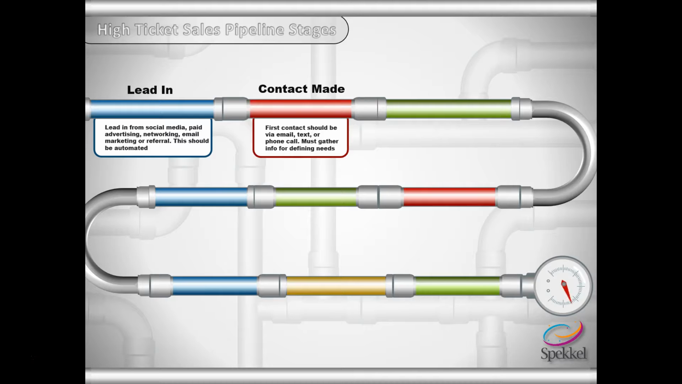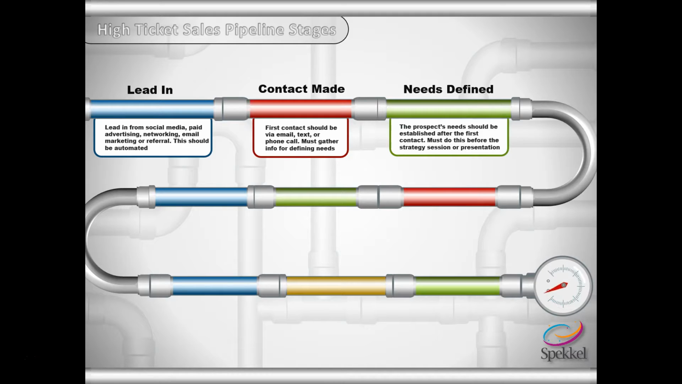Now, secondly, in a pipeline, you want to make contact. The first contact can be any number of different methods. It could be done through an email or a text or a phone call. The bottom line is you must be able to gather some info on that particular prospect for defining their needs. Sometimes you can have that done through surveys and other things, but we'll get into that. But the bottom line is you need to make contact. And if it's through email, text, or phone call, you have to make contact once a lead comes in.